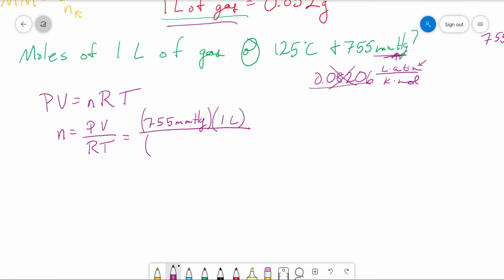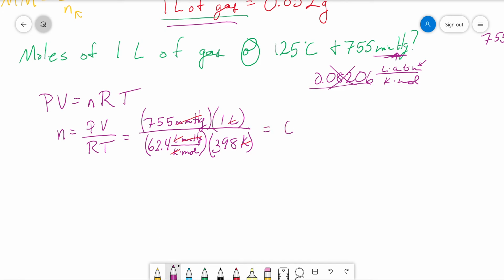Or we can use a different value of R. That's what I'm going to do, just to show you can. You just look this up: 62.4 liters times millimeters of mercury divided by Kelvin times moles. I just have to be cautious that my units all match R. Millimeters of mercury cancels out, liters cancels, Kelvin cancels, and we're left with 1 over moles in the denominator, so that gives us moles in the numerator.